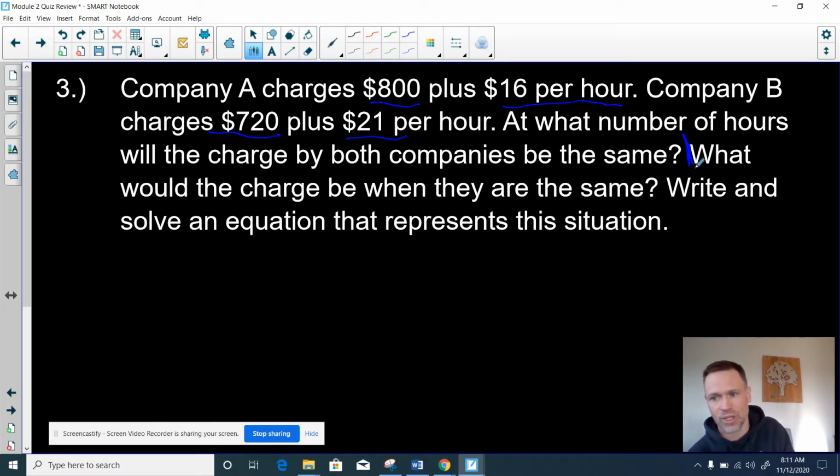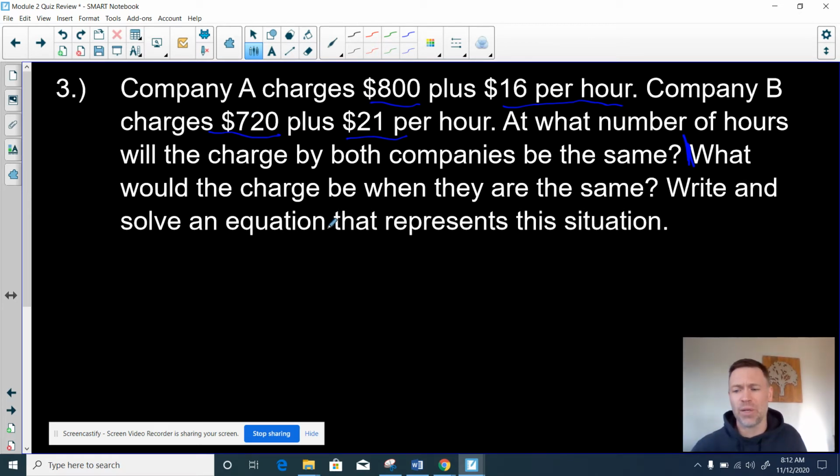I'm going to stop there for a second, okay? This is what we got. Company A and Company B, they both charge you money just to show up at your door, right? Company A is more expensive at 800 bucks to show up, but their hourly rate once they're there is cheaper, okay? Company B, well, they don't charge as much to just show up, but their hourly rate is more expensive.